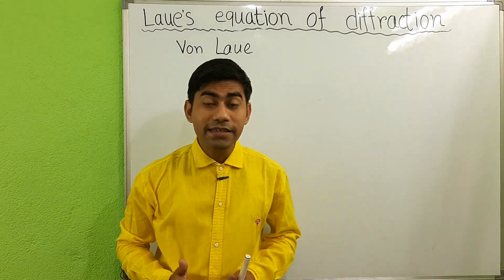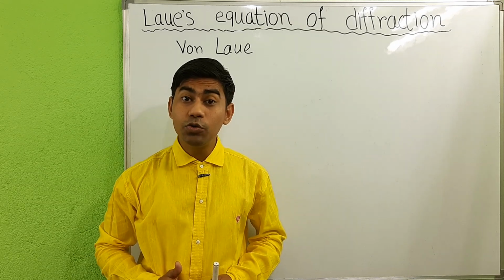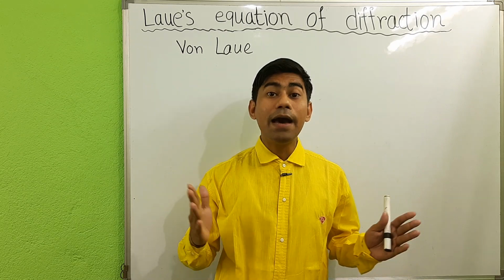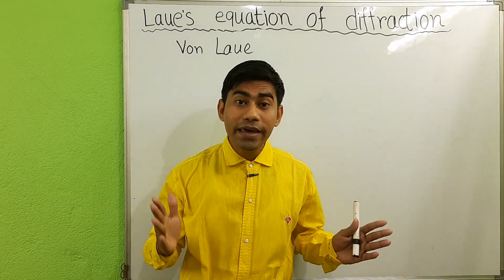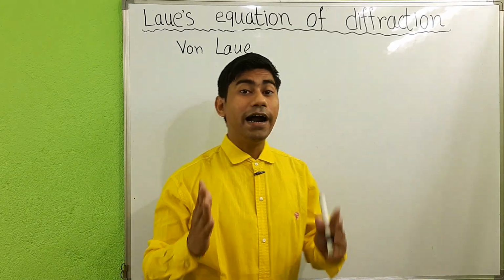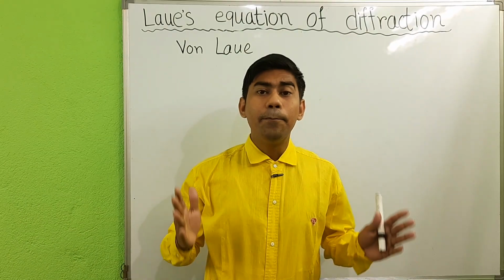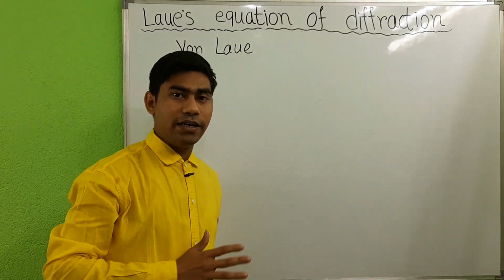The scattered rays undergo constructive interference to produce diffraction maxima, and the maxima appear in some specific directions that obey certain conditions, and these conditions are known as Laue's equation. Bragg's law can be derived from Laue's equation.